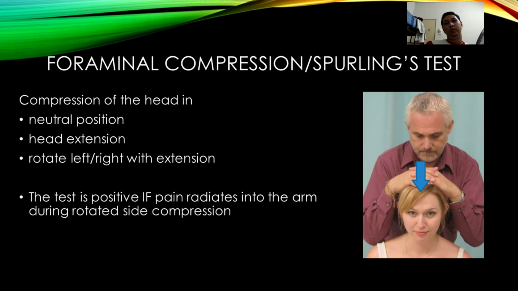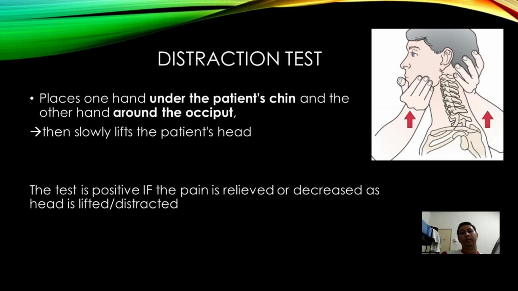Firstly, let's take a look at the foraminal compression test, or Spurling test. This is basically compression of the head in three positions, which are neutral position, head extension, and rotated left and right with extension. The test is positive if the pain radiates into the arm during the rotated side compression.